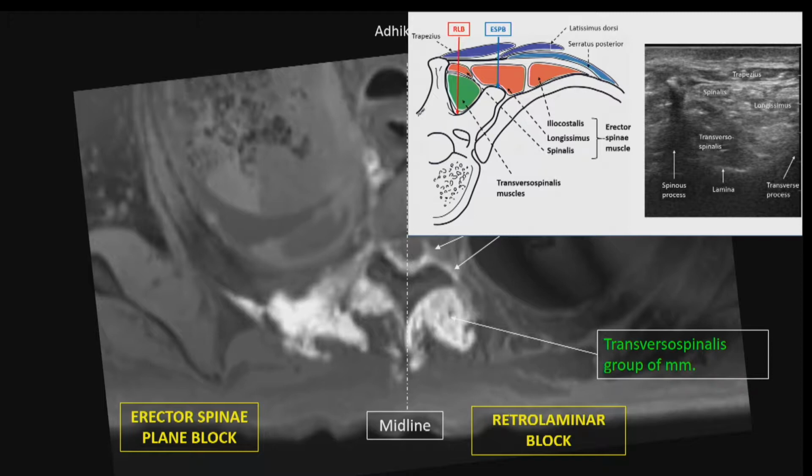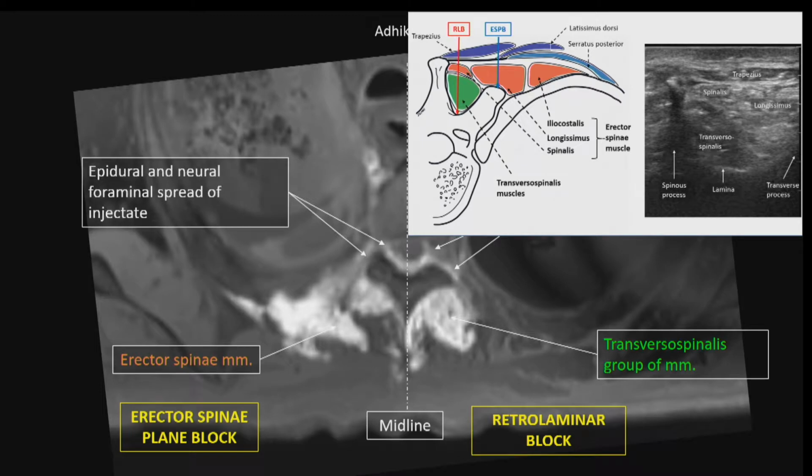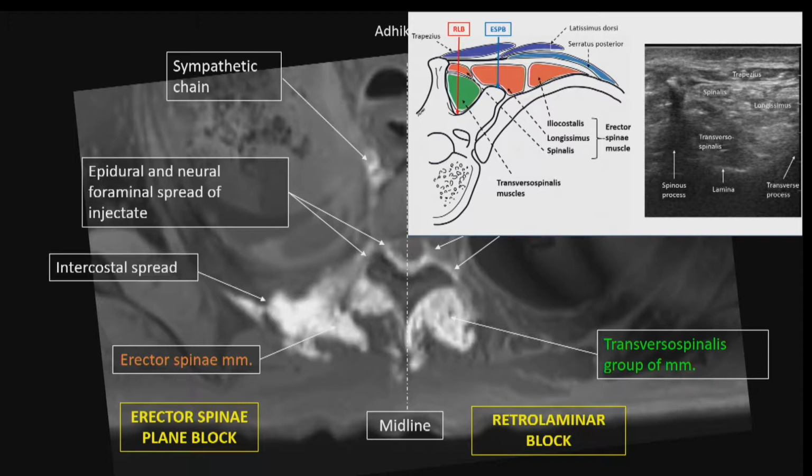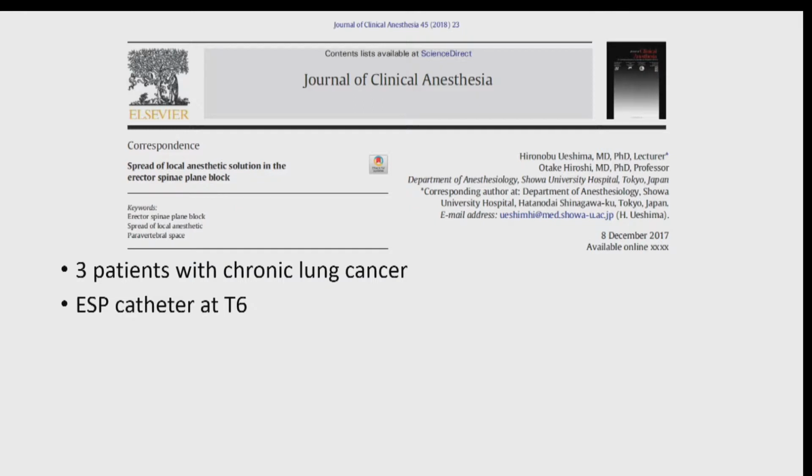Injecting under the true erector spinae plane muscle produces spread in that muscle, but also it still manages to track medially towards the epidural space and the neuroforaminal spaces. But more than that, it goes forward into the sympathetic chain as well. The unique thing about the erector spinae plane block, however, compared to the retrolaminar block, is the fact that we get intercostal spread, which you can see illustrated there. And that seems to account for a large part of the effect of the erector spinae plane block.